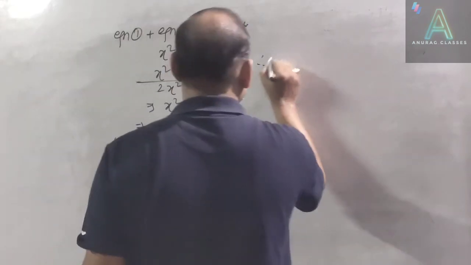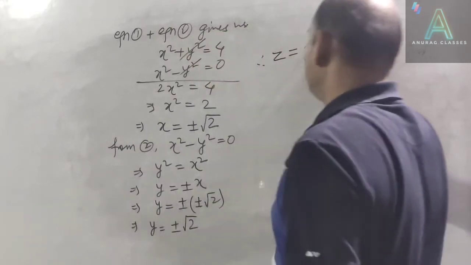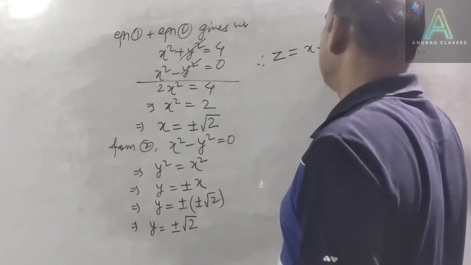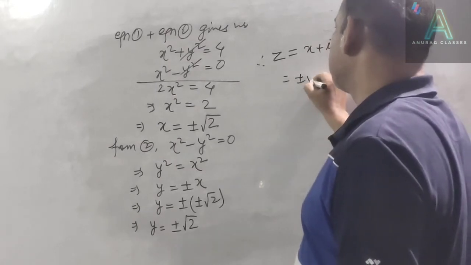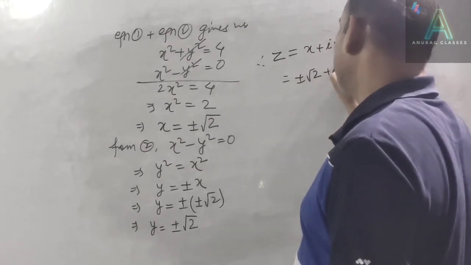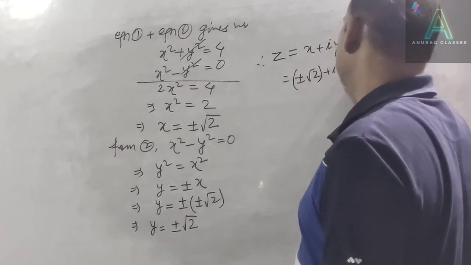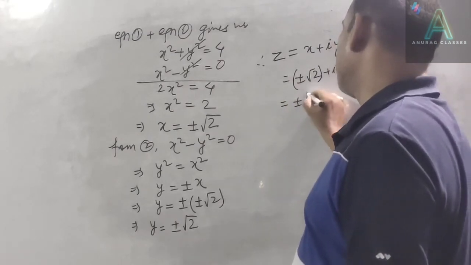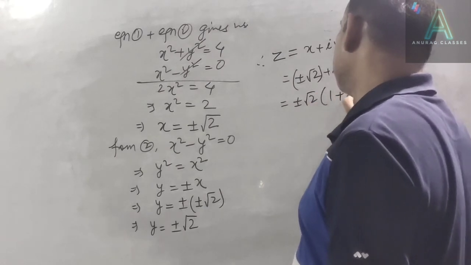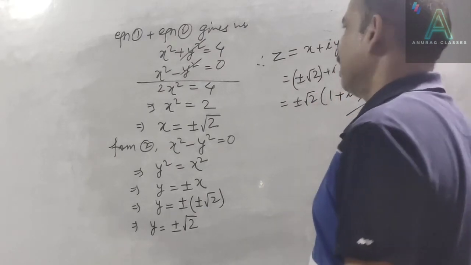Therefore, z is equal to x plus iota y will be plus minus root 2 plus iota plus minus root 2. Plus minus root 2 is common, then we are left with 1 plus iota. So this is the answer.